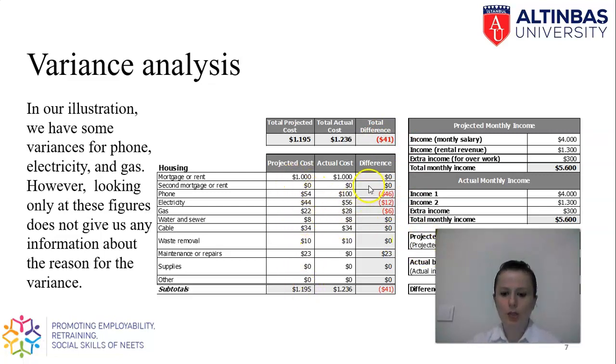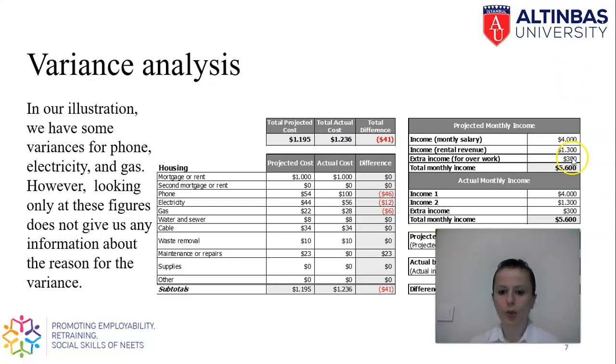In here, as you see, in total, we have a $41 unfavorable variance. Simply, when we talk about favorable or unfavorable, we mean that if it is increasing our net income, we call it favorable. On the other side, if it is decreasing our net income, we call it unfavorable. So in our budget, if we look only at the totals, we will see that we were off by $41.